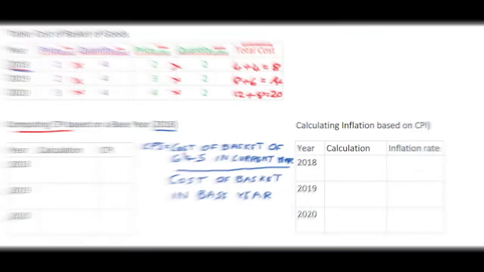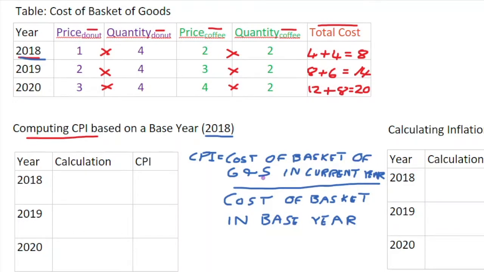Okay, so how do we work this out? The formula, the cost of a basket of goods and services in the current year. So let's say the current year is 2018, which means the cost of this basket is €8, as we figured out up here. Now, the cost of the basket in the base year, 2018, is the exact same. So we divide it by the cost of the basket in that year, and the final thing we do in our formula is we multiply the numerator over the denominator, we multiply that by 100.